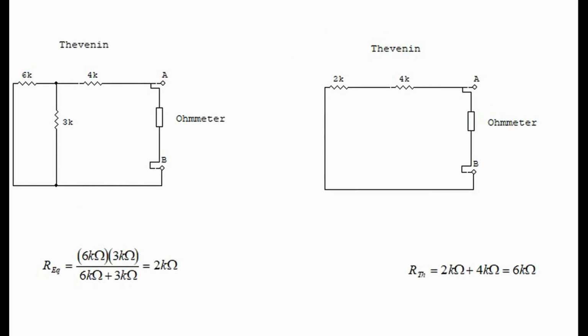Next, we calculate Thevenin resistance. First, we eliminate the power supply and replace it with a wire. Then we insert an ohm meter in place of the voltmeter. We can go in stages by first calculating 6 kilo ohms in parallel with 3 kilo ohms, and we find that it is 2 kilo ohms. Finally, we calculate Thevenin resistance by adding 2 kilo ohms plus 4 kilo ohms, and so Thevenin resistance is now 6 kilo ohms.